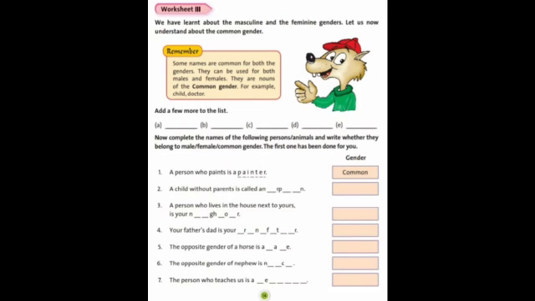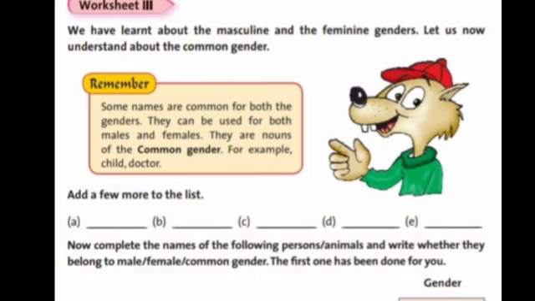Students, you have learned about the masculine and feminine gender. Let us now understand the common gender. What is common gender and its example? Students, you know that masculine gender is related to male person or animal, and feminine gender is related to female person or animals. But what is common gender?